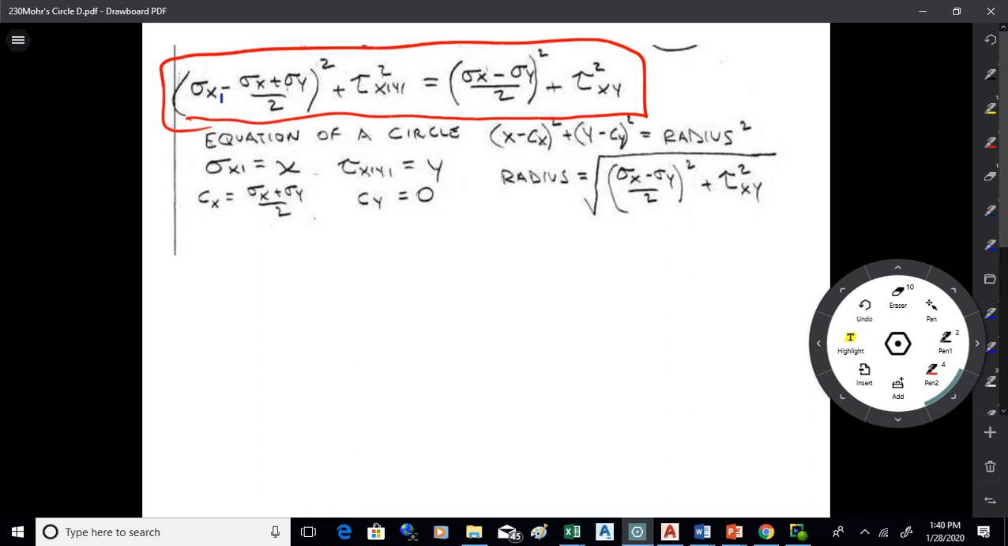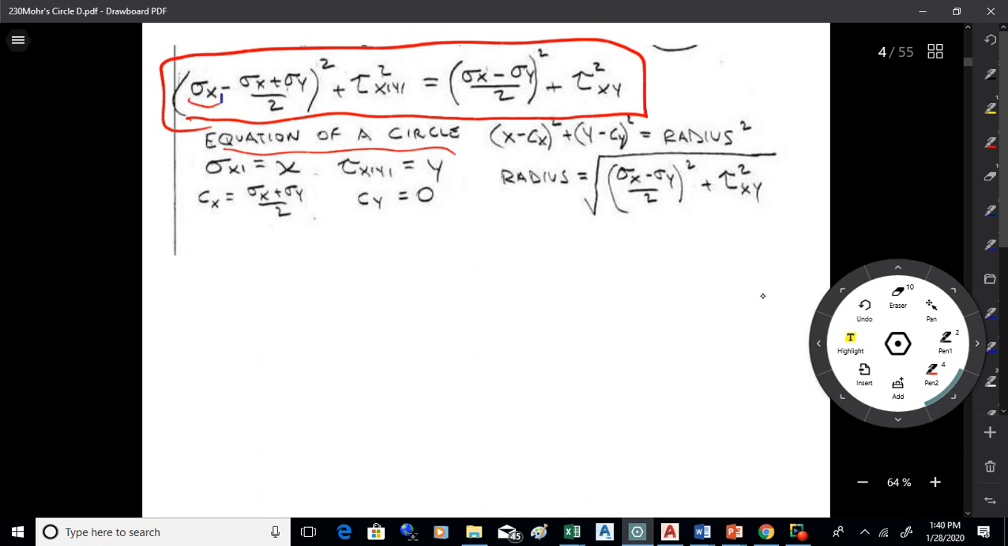Now that still doesn't look that manageable, but what he did, he looked at it and said, well, that's the equation of a circle, all right? Because sigma x, sigma y, and tau xy are constants. Those are the things we plug into the biaxial equations that are constants. The things that are the unknowns are sigma x1 and tau x1 y1. So he saw the equation of a circle in there.